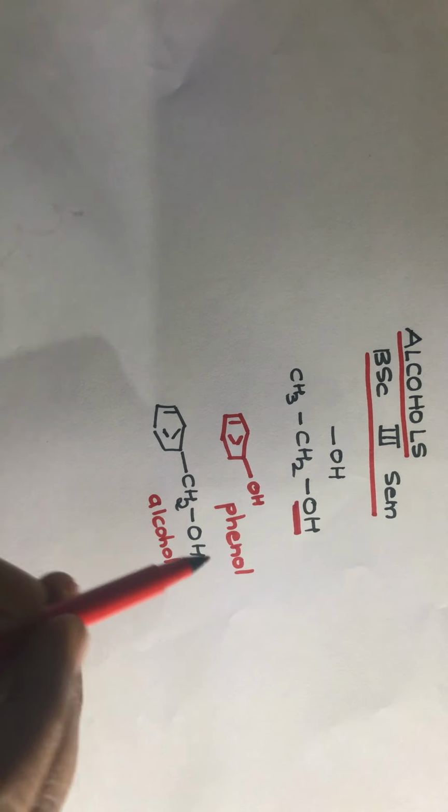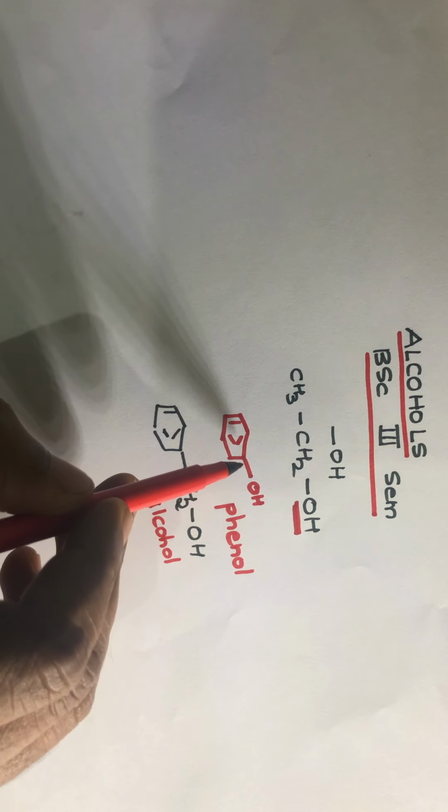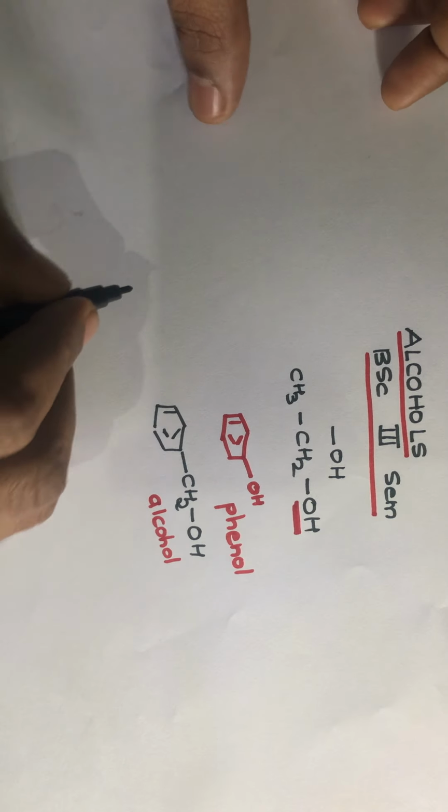So alcohols also contain an OH group. Phenols also contain an OH group. The difference is, in phenol, the OH group is directly linked to the aromatic ring, whereas here the OH is linked to the aliphatic carbon atom. So these alcohols can be classified based on the number of OH groups that are present.